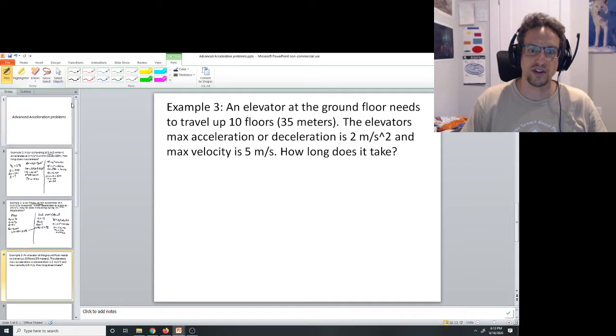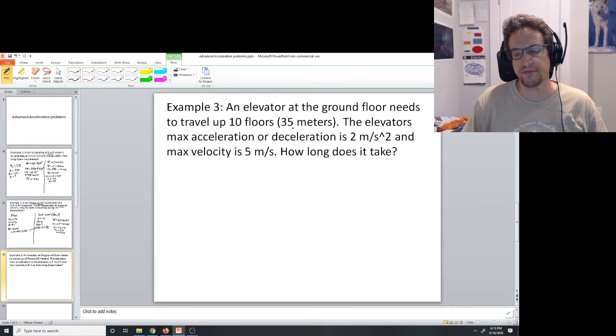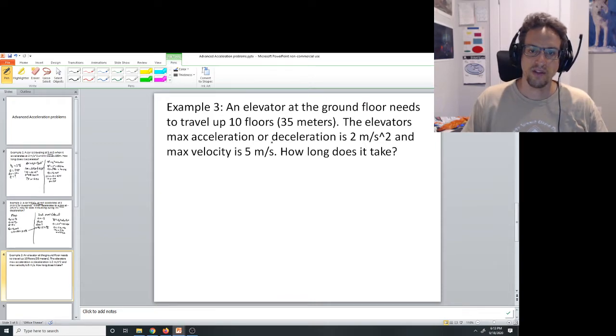This next problem here is pretty similar to that previous problem. Again, we have different accelerations. But this one's going in 3 parts. We've got an elevator. It needs to travel up 10 floors, which is about 35 meters. That's a little over 10 feet per floor, which is about right. The elevator's max acceleration or deceleration is 2 meters per second squared, and its maximum velocity is 5 meters per second. Okay?